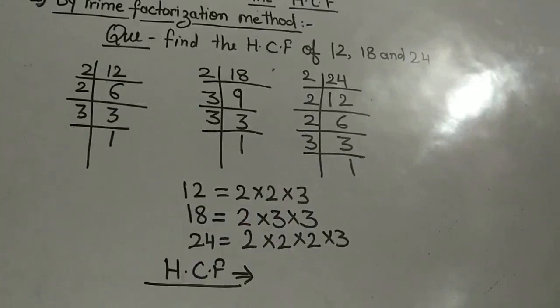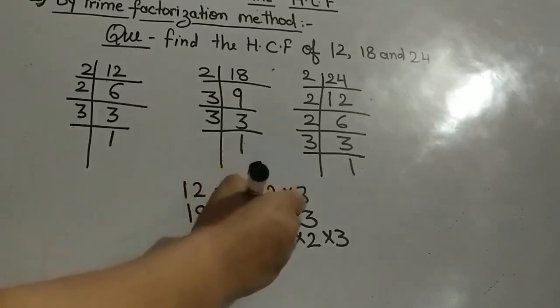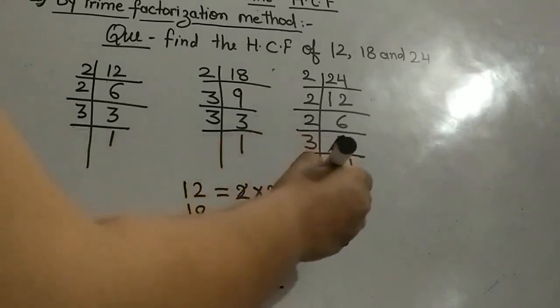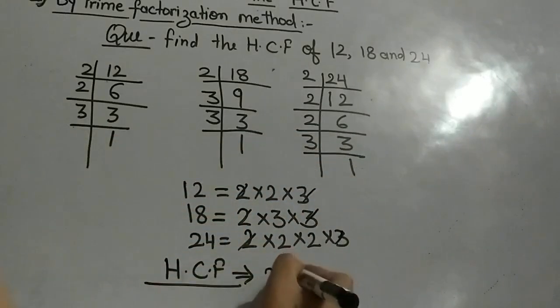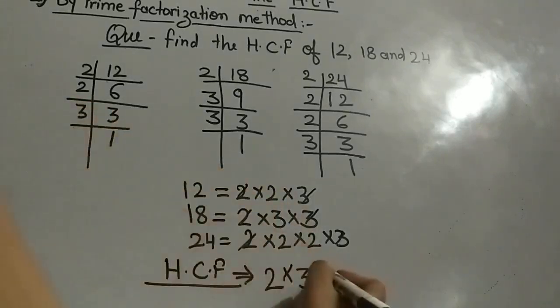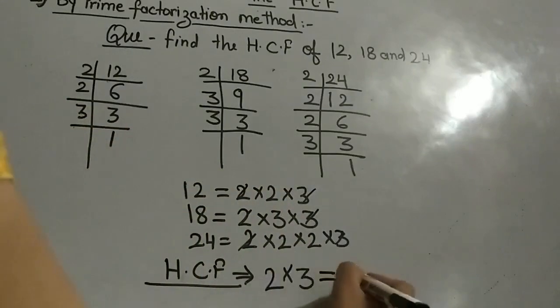To find the HCF, we'll identify only the factors that are common in all. 2, we'll write it one time, and this 3 in all. So we have only two common factors here, 2 and 3. So we got our HCF, 2 3s are 6.